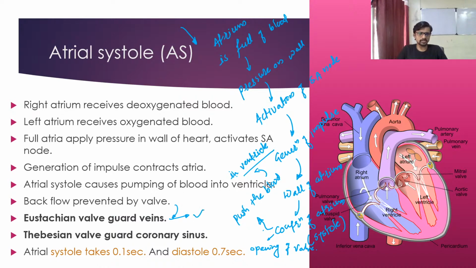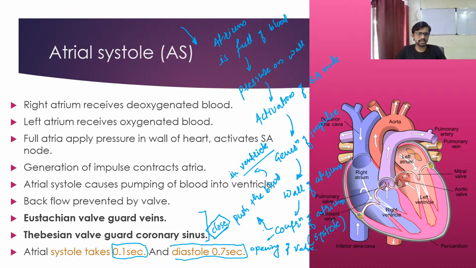In the last lecture I already explained which valve is placed at which point, and how it works. At the time of contraction, these two valves get closed. At the time of atrial systole, these valves are definitely in the closed form. Atrial systole takes 0.1 second, and diastole takes 0.7 second.